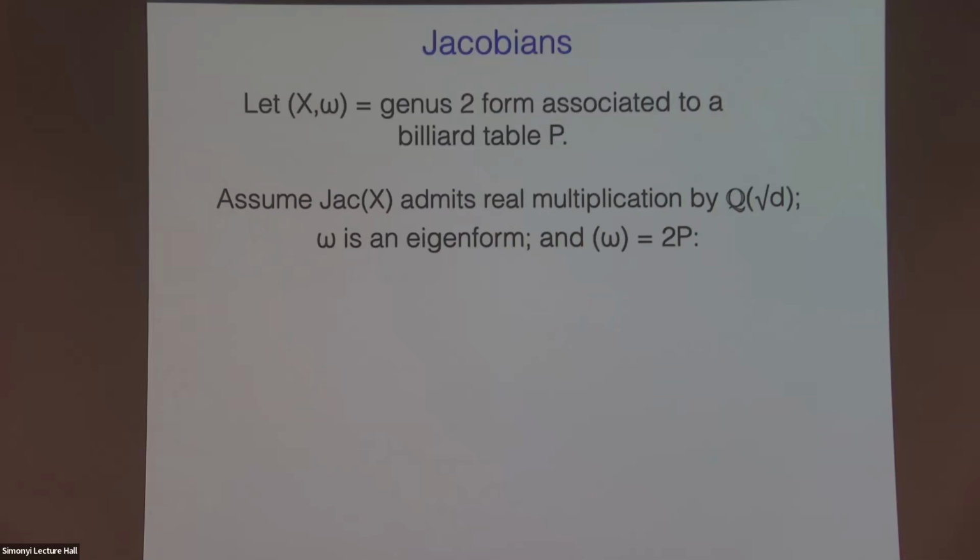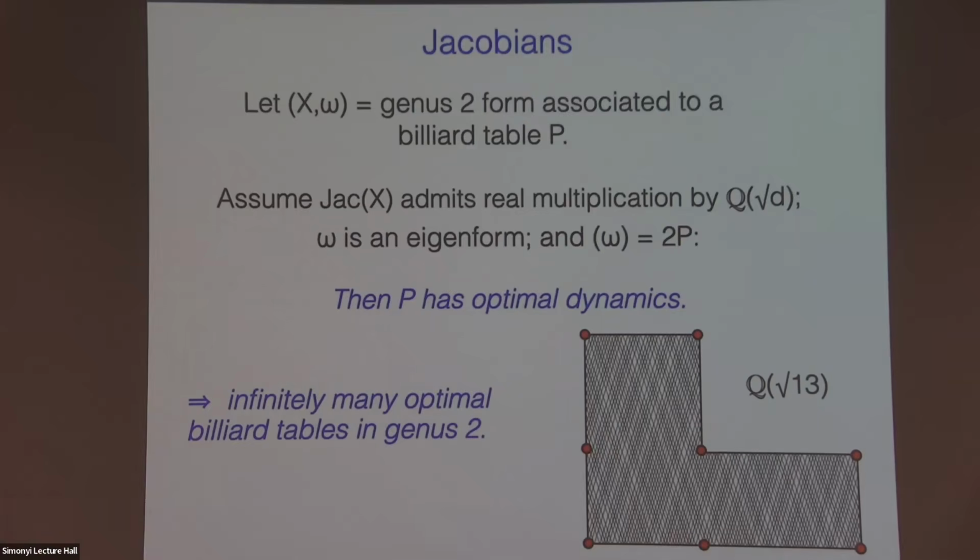So this is slightly technical, so I'll just say the words. If you build this Riemann surface and its Jacobian admits a special endomorphism, that is, its endomorphism ring tensor Q contains the field Q adjoin root D, with omega as an eigenform, and this form has a double zero, then the associated polygon has optimal dynamics. So with this Abel-esque criterion in mind, one can find there are infinitely many optimal billiard tables in genus 2.